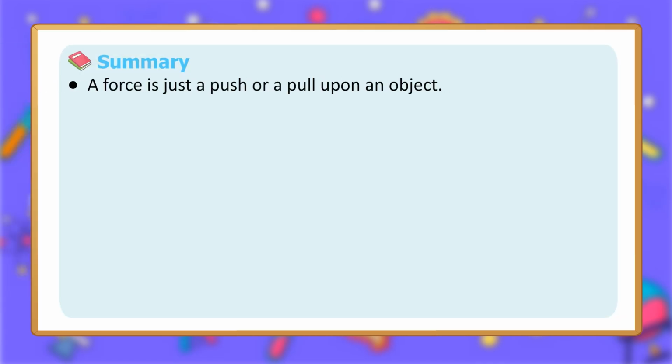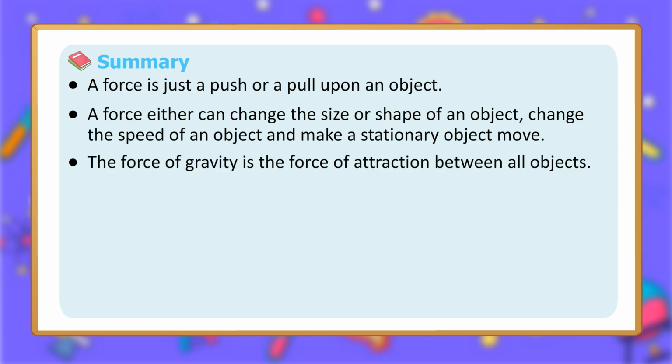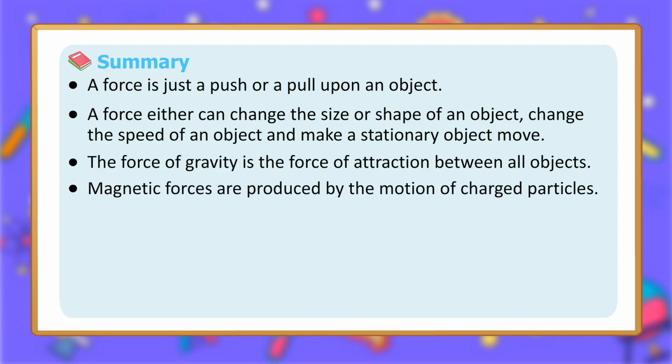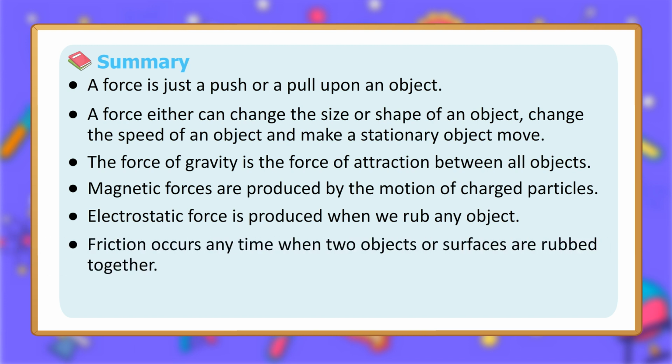Summary: a force is just a push or a pull upon an object. A force can change the size or shape of an object, change the speed of an object and make a stationary object move. The force of gravity is the force of attraction between all objects. Magnetic forces are produced by the motion of charged particles. Electrostatic force is produced when we rub any object. Friction occurs any time two objects or surfaces are rubbed together.